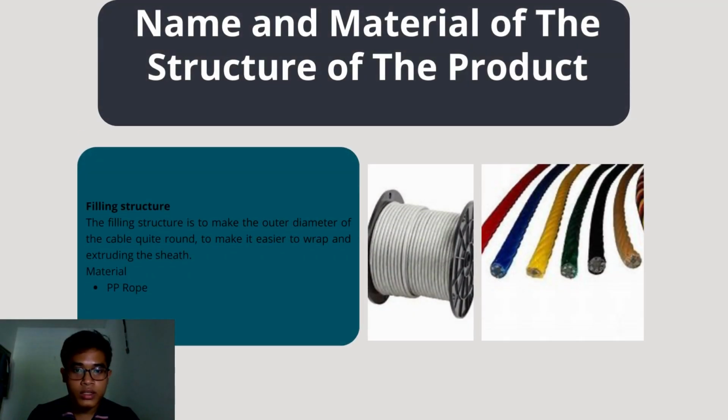The third one is the filling structure. Many wire and cable products are multi-core. After these insulated cores or pairs are cabled, the shape is not round and there are gaps between the insulated cores. There are large gaps, so the filling structure must be added during cabling. The filling structure is to make the outer diameter of the cable quite round, to make it easier to wrap and extrude the sheath. The material for this filling structure is PP rope.